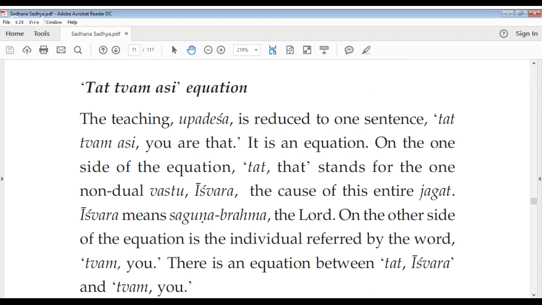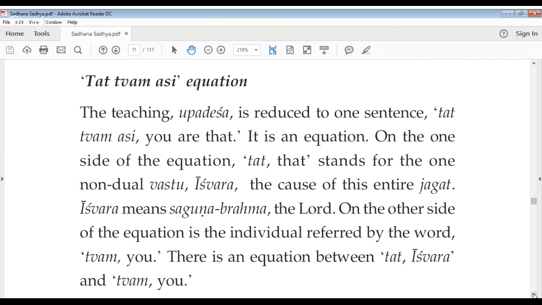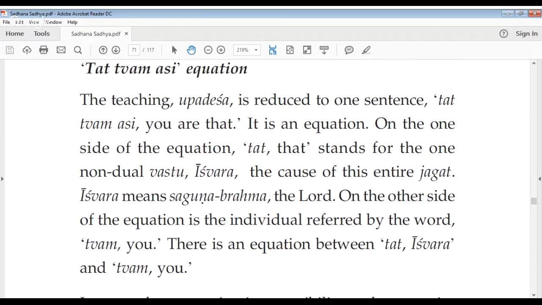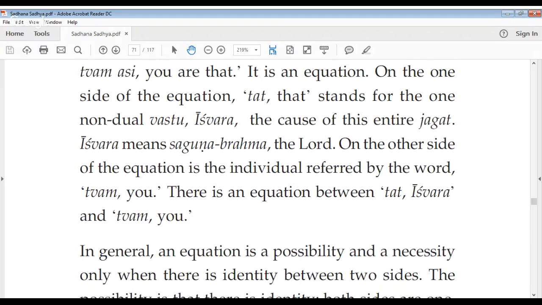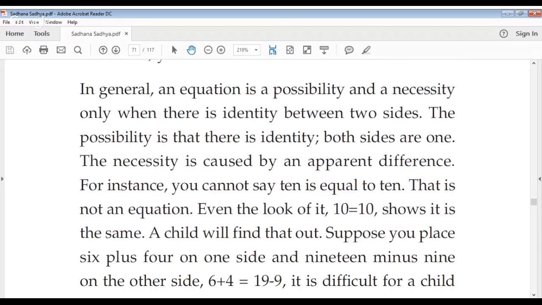Okay. Tattvamasi equation. The teaching, Upadesha, is reduced to one sentence. Tattvamasi. You are that. It is an equation. On the one side of the equation, that stands for the one non-dual Vastu, Ishvara, the cause of this entire Jagat. Ishvara means Saguna Brahma, the Lord. On the other side of the equation is the individual referred by the word Tvam, you. There is an equation between Tat, Ishvara, and Tvam, you. In general, an equation is a possibility and a necessity only when there is identity between two sides. The possibility is that there is identity. Both sides are one. The necessity is caused by an apparent difference.